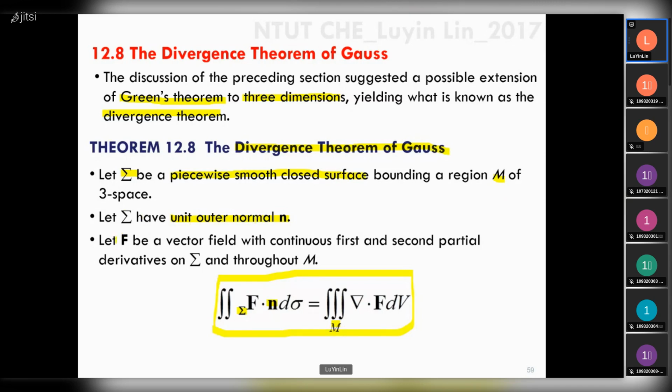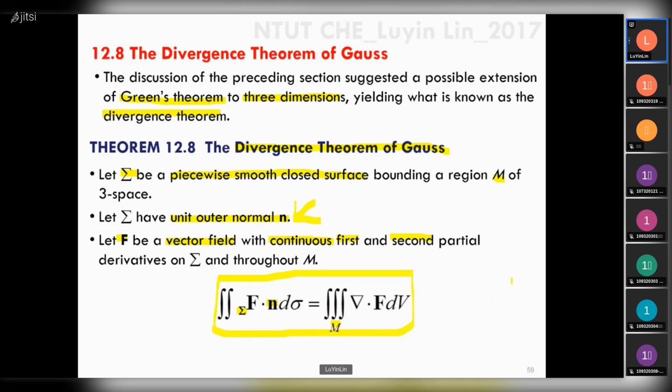Okay, then what is F? F is a vector field and it is continuous, with continuous first and second partial derivatives. So F is continuous everywhere. That is the definition. The most difficult thing to calculate is the unit outer normal vector. N is the most difficult part. So maybe you can deal with this first every time.